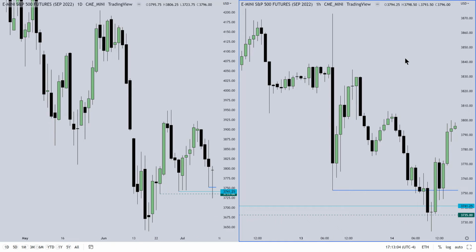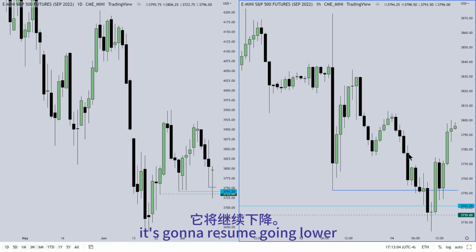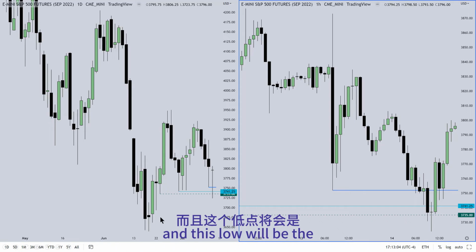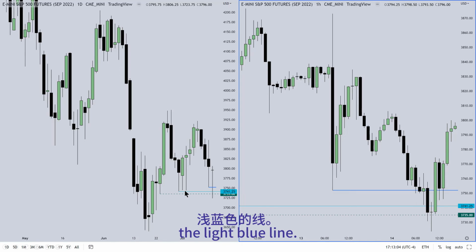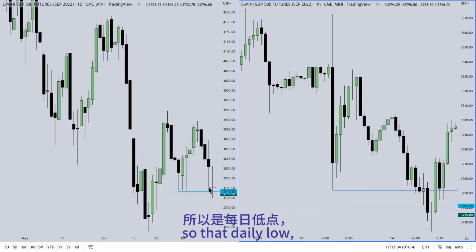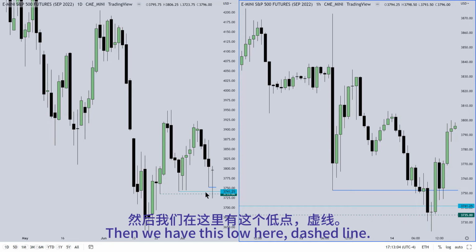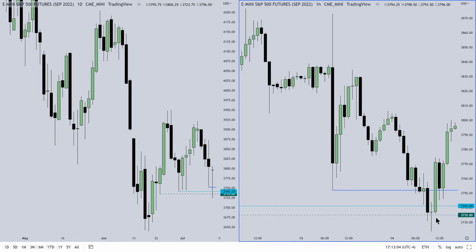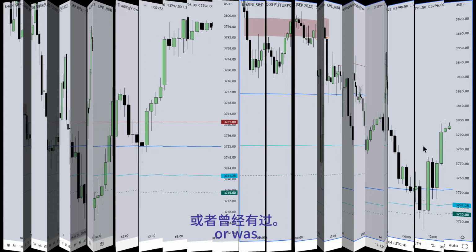Otherwise, if we go back below this down close candle, it's going to resume going lower, and this low will be the point of interest for us. So get your reference points here. These are the relative equal lows, the light blue line. The dark thick line here is this low, which is that daily low, Wednesday's low, in other words. Then we have this low here, the dashed line. The dashed line here is around the 37.35 level. So there's liquidity below that, or was.